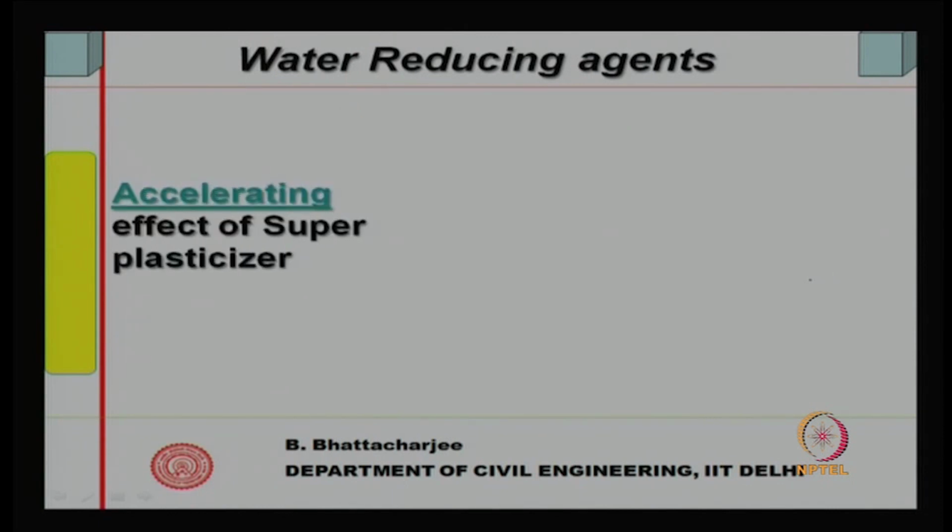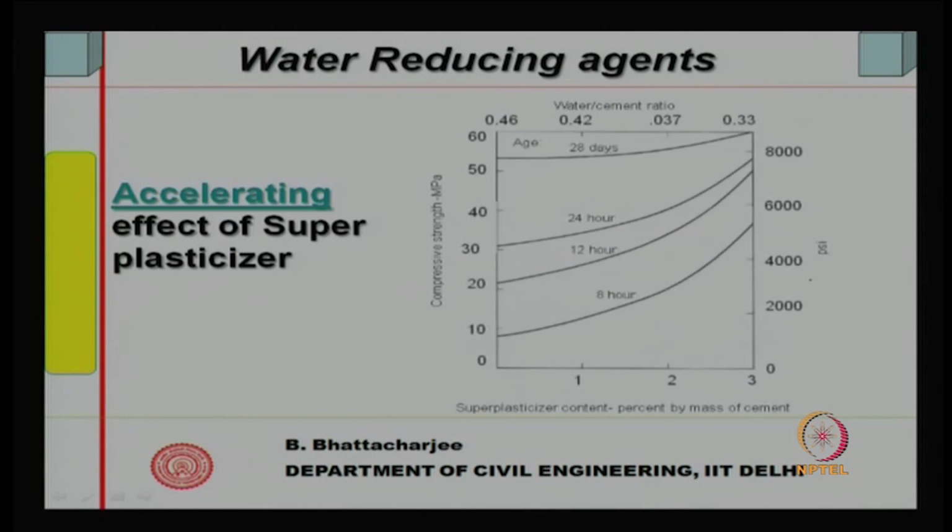Some accelerating effect is seen from superplasticizer, since they disperse the particles. You can see that with higher superplasticizer dosage, you have higher strength. With zero superplasticizer, this was the compressive strength; with higher dosage, early strength increases, 12-hour strength, 24-hour, but 28-day strength, there is of course much less influence. This is because of better dispersion of the system.